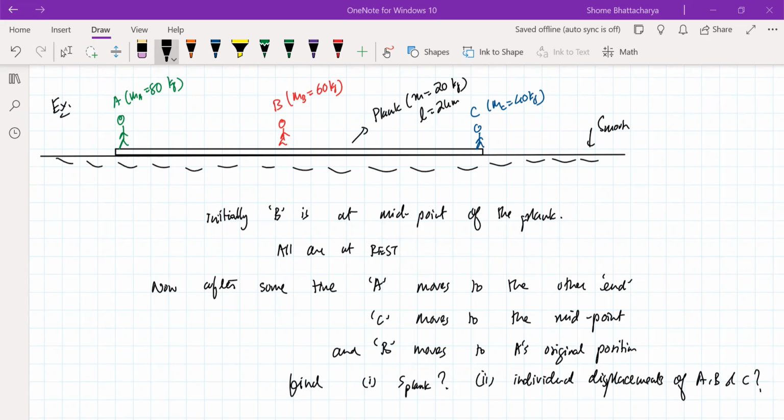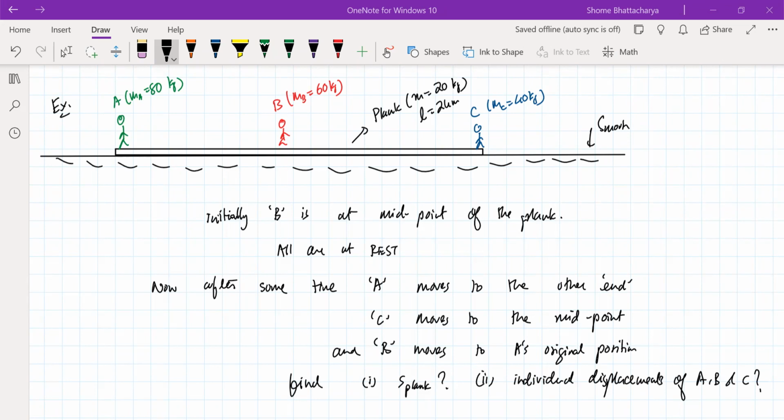Sir, we already know the individual displacements of A, B, C. No, we know them with respect to the plank, not in the ground frame. Okay, sir. So that is the whole thing. You have to assume the plank is moving in a certain direction. Accordingly, then you can use relative motion. The plank moves 0.